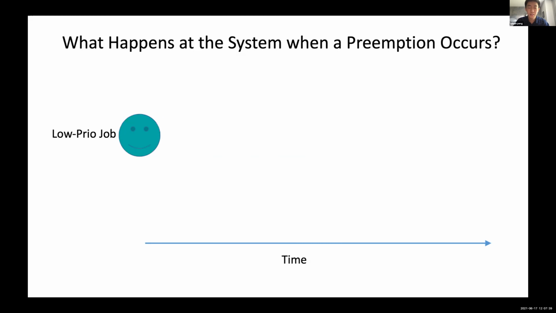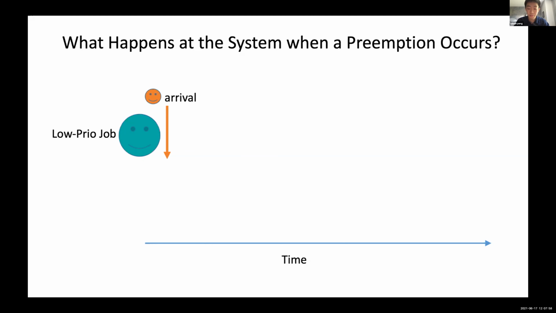So I'm going to walk you through an example of what happens at the system when a preemption occurs, just to visualize what this analysis will go over, and maybe see what's so hard about it. So at the start of our analysis, there's a low priority job just in service, and all of a sudden a higher priority job arrives.